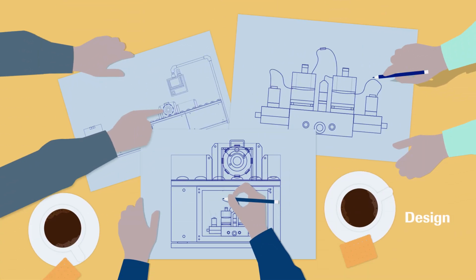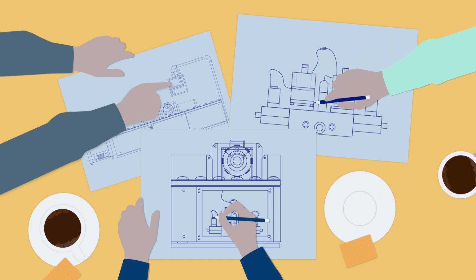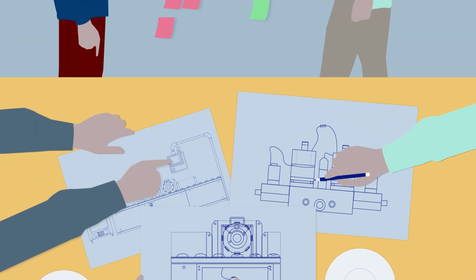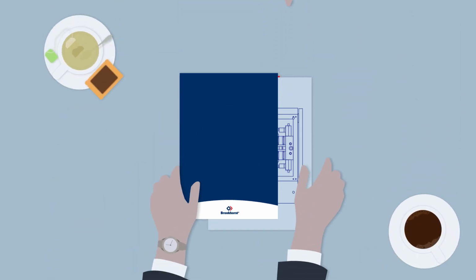The next step is the design process. In dedicated project team meetings, we translate the requirements into the architecture for the proposed design. A Scrum method is used to reach the target in an efficient way. After agreement about the design, we present our offer.